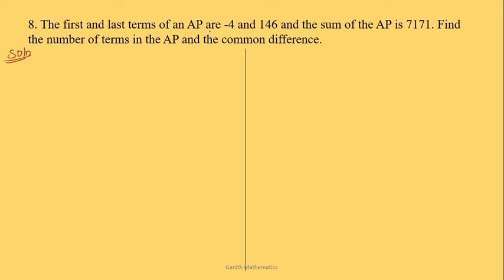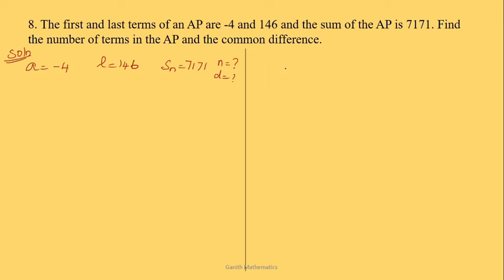The first term of an AP is minus 4. So first term, we know, is always denoted by A, so A is equal to minus 4. Last term of the AP is 146. That means L is equal to 146. The sum of the AP is 7171. We don't know how many terms are there. So Sn is equal to 7171. They ask you to find what is N and what is D. These are the things we have to find.